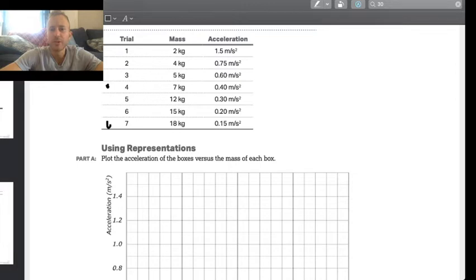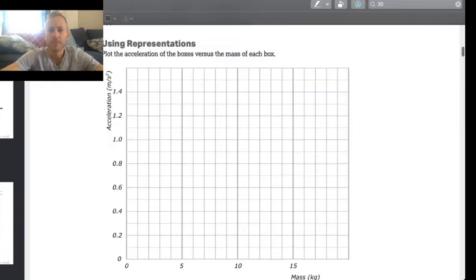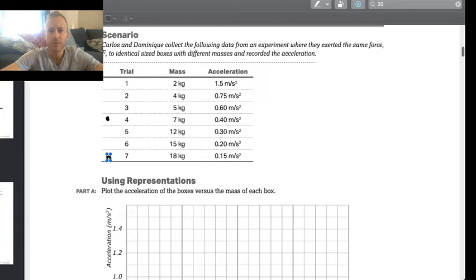I know that 0, 0 is going to be a point. Actually, I'll do 3 points. Why not?